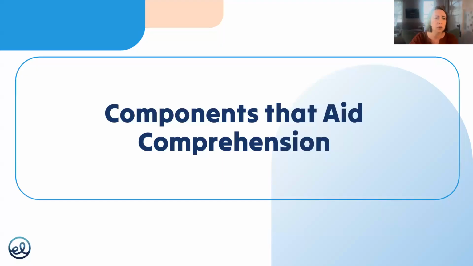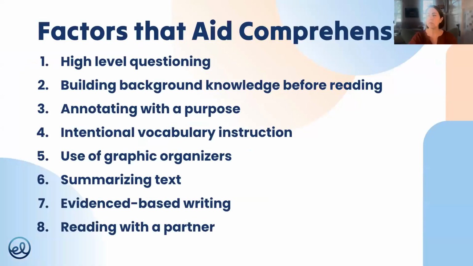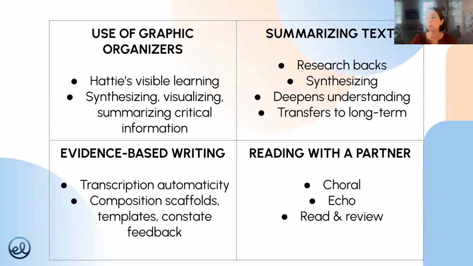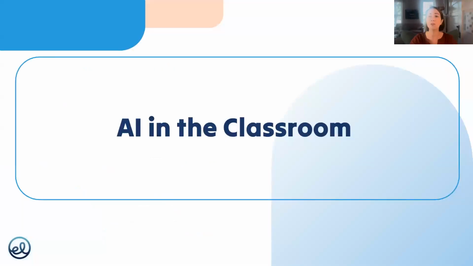So I want to talk quickly about a few components that aid comprehension. So we talked last time about the factors that aid comprehension. So high-level questioning, building background knowledge, annotating, intentional vocabulary instruction, which we talked a lot about vocabulary, and your lesson plan is going to be focused on vocabulary. The use of graphic organizers, summarizing text, doing evidence-based writing, and reading with a partner, which those previous strategies I shared with you do that. And then we kind of went into more depth. So that was our review.